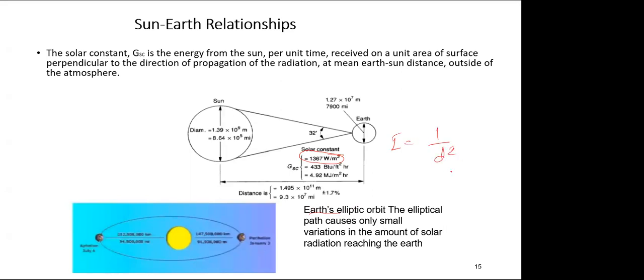Then we know our previous equation, where d squared is there. Now d is varying here, so I is also not constant. The solar constant throughout the year is not the same value, but we can assume some average value. However, if we want to find out the exact value of I, we need to find out the location of the Earth in a year. Then we can find out the solar constant in each and every month.